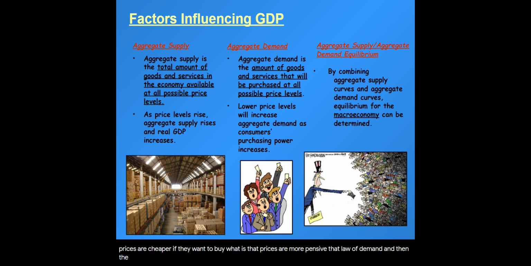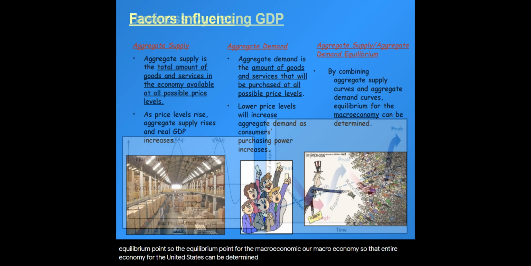And then the aggregate supply and aggregate demand equilibrium is when we combine these two curves. So we map it out. We graph these, and where each of these two curves hit is the equilibrium point. So the equilibrium point for the macroeconomy, so the entire economy for the United States, can be determined.